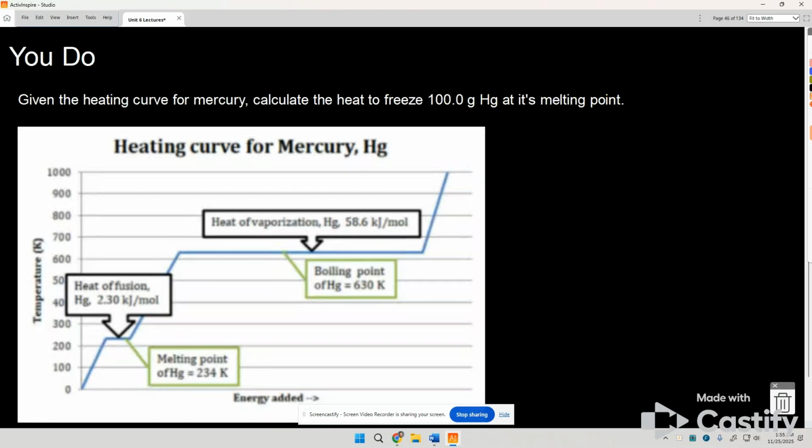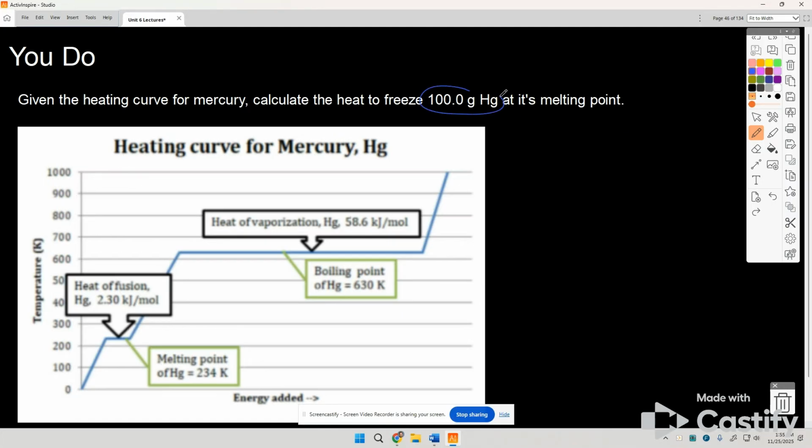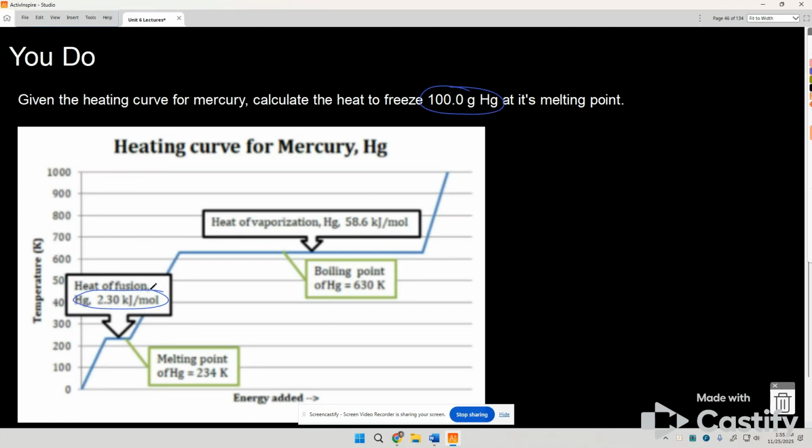For some ones for you to try out, here's a heating curve for mercury, so you can use that to calculate the heat needed to freeze 100 grams of mercury, and you can get your delta H values off of the graph there. You can try that one. How do we use the Q equals m delta H equation? The one thing I want you to pay attention to is that this is in grams, and this is in kilojoules per mole. So make sure you pay attention to the units on those and make sure that your units agree when you do your math.